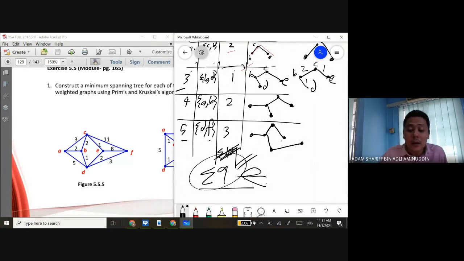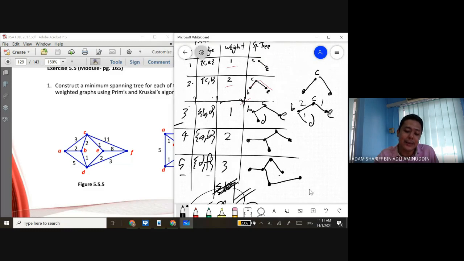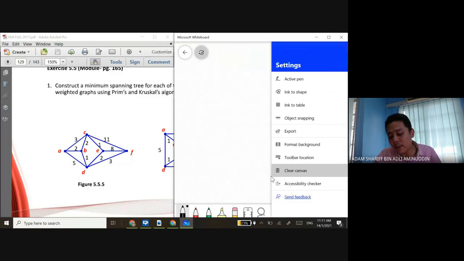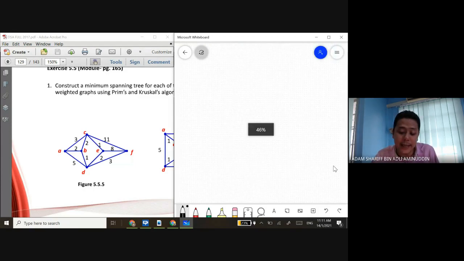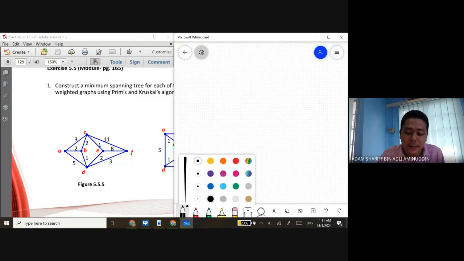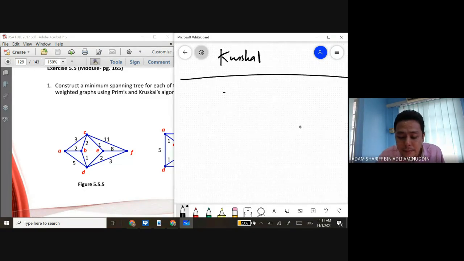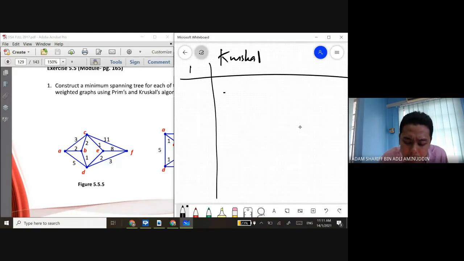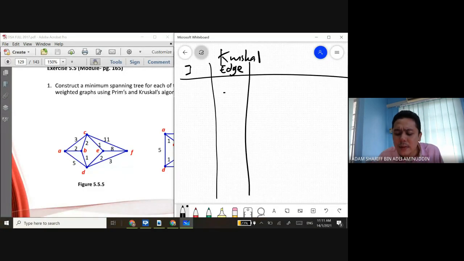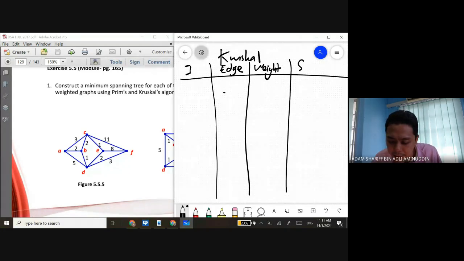Okay. Can we do Kruskal sekejap? Kruskal dia tak payah tengok sebelah-sebelah. You simpan jawapan you kat sebelah for Prim. Right now kita nak focus on Kruskal eh. Okay, Kruskal punya principle. Choice, iteration, edge, weight and also spanning tree. Alright.